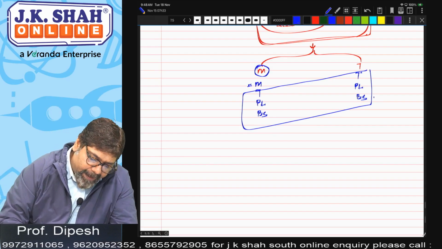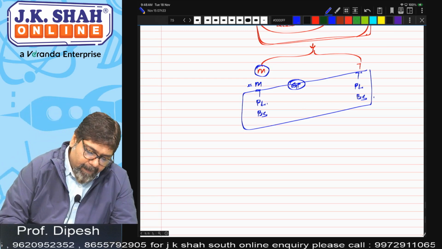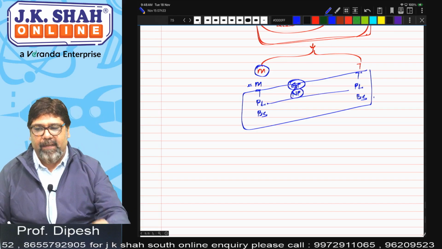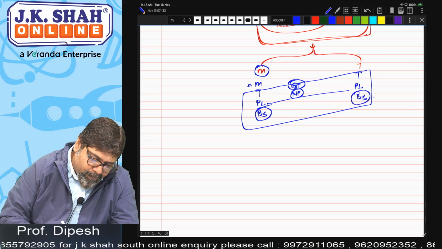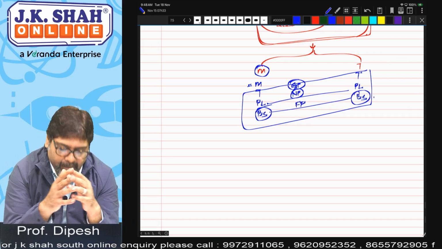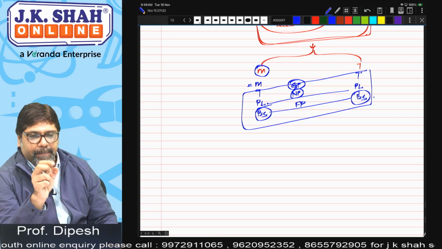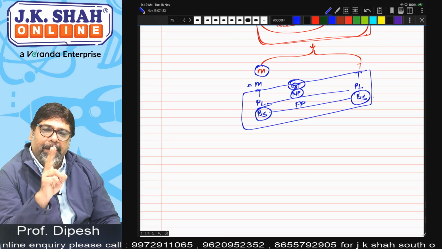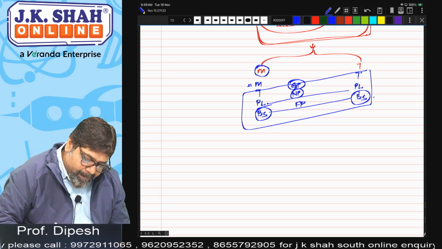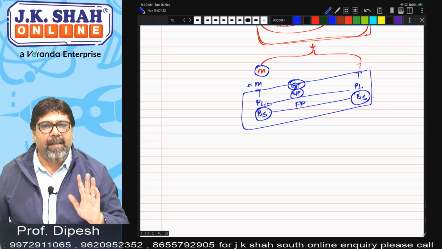Now, why do we prepare a trading account? To find out gross profit, that is, profit on sales. Why do we prepare a PL account? To find out the net profit of the organization. Why do we prepare a balance sheet? To find out the financial position of the organization. Am I clear? Yes.